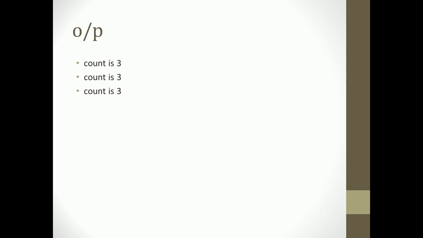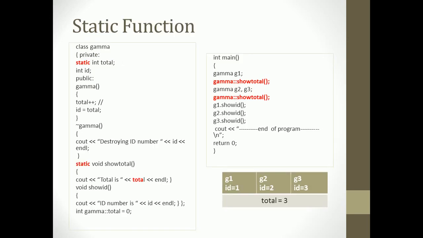Hope you understood the difference between normal data and static data. Now entering into static functions. This is an example for a static function, where you have a static data called total and a normal data called id.